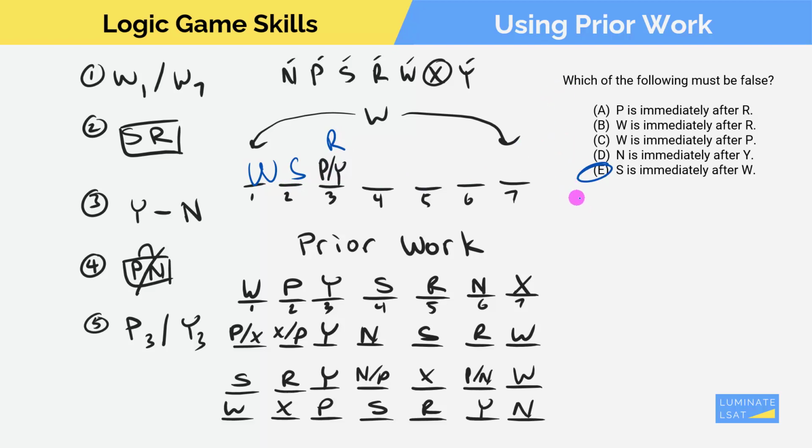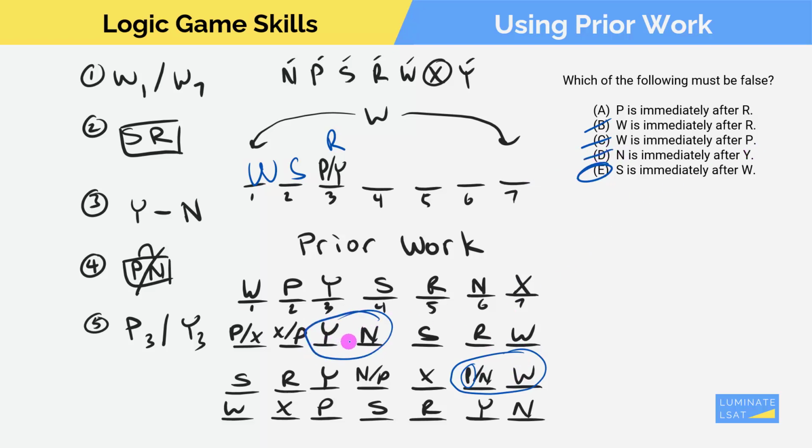Now, with the way I solved it, I didn't actually rely on the prior work, and this is an example of a problem where the prior work might have been helpful, because I think it can eliminate some of these answer choices. You can cleanly get rid of answer choice B, because there you see W immediately after R. You can also get rid of answer choice C, because in this prior work, we see that W could go immediately after the P. And you can also cleanly get rid of answer choice D because you can put N immediately after Y.